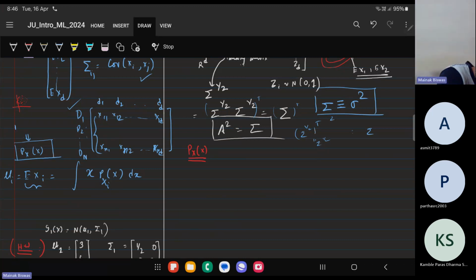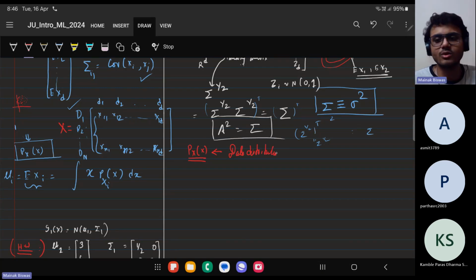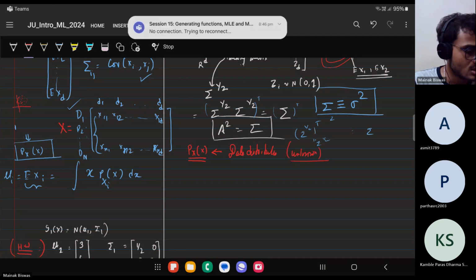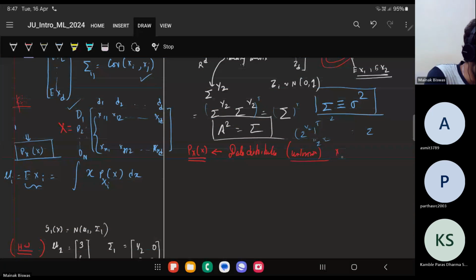This matrix I am showing you. Px is the data distribution, which is unknown. And that is the problem of the entire machine learning. If we knew Px, then it's solved. We can just plug in the values. Instead, what do we know? We know x1, x2, xn, samples from Px.